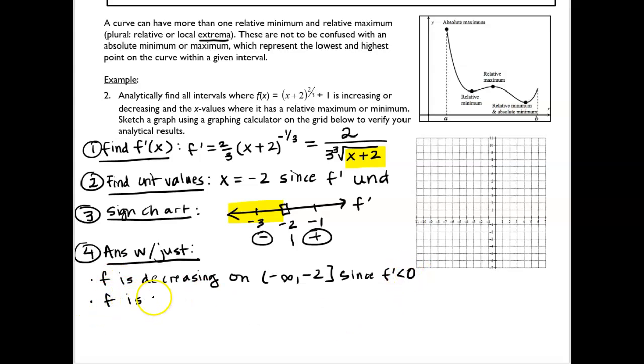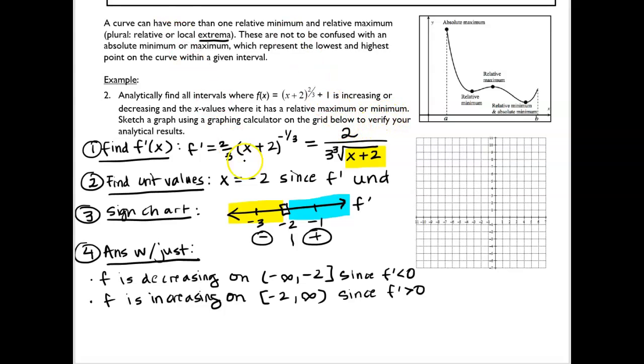F is increasing. I'm going to be looking to see where my derivative is positive. So on that whole interval, from negative 2 to infinity, since f prime is greater than 0. The last thing we need to do is find if we have a relative max or a relative min.